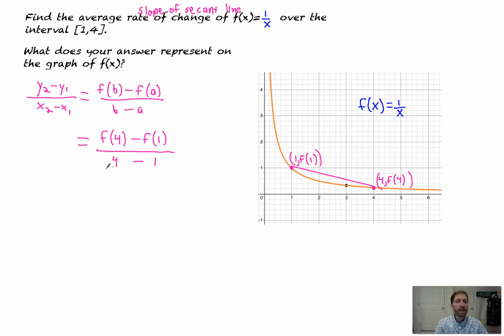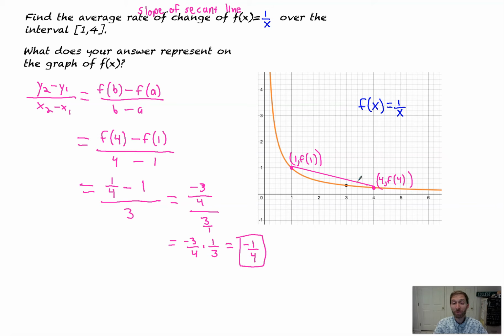That's it. Well, how do we find f of 4? From the function, f of x is 1 over whatever the x value is. We want 1 over that x value. So that's 1/4 minus f of 1, 1 over 1, which is just 1, all over 4 minus 1, which is 3. And now from here, we'll simplify. 1/4 minus 1 is negative 3/4 divided by 3. When we divide a fraction by a number, you can think of this as negative 3/4 times 1/3. You multiply by the reciprocal. The 3's divide out, and you're left with negative 1/4.